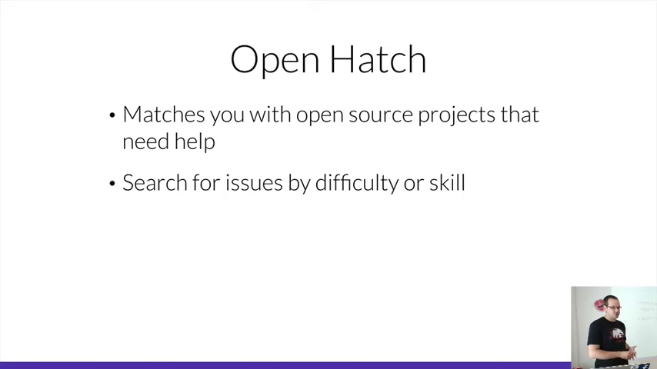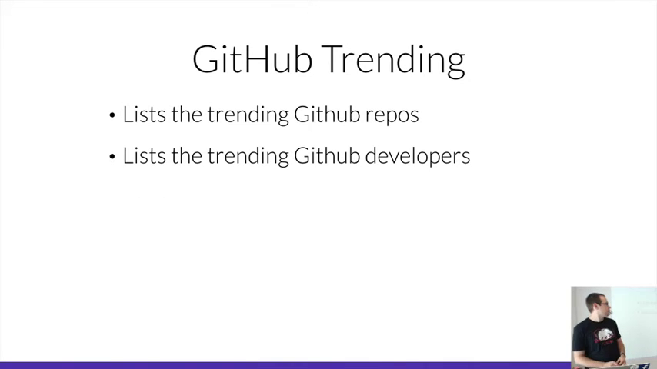Then there's Open Hatch. What this does is match you with open source projects that need help, and it allows you to search for issues by difficulty or skill. And then you can simply look at the GitHub Trending. GitHub do a good job of showing their list of trending repositories. So you can have a look there at trending repositories and even trending developers.